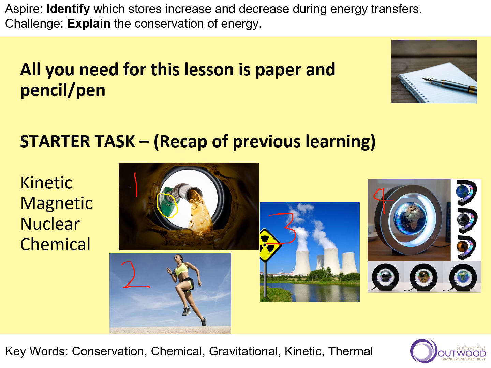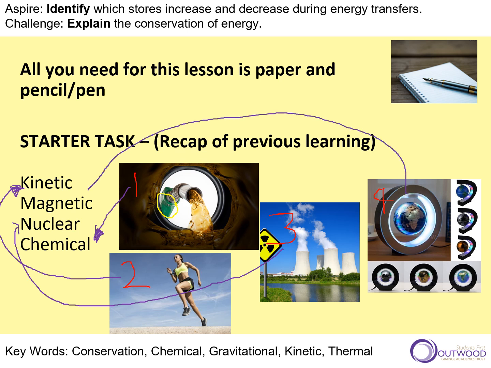So number 1, we've got unleaded petrol, and that would be chemical, because the chemical bonds that are broken therefore release that energy. So we've got chemical there. Number 2, we've got a runner. They are moving, so that makes it kinetic because they are running. Number 3, we've got a nuclear power plant, so that is nuclear. And number 4, I'm sure you got that one, is magnetic. So they are our link ups from last time when we talked about different types of energy stores. That was last lesson.